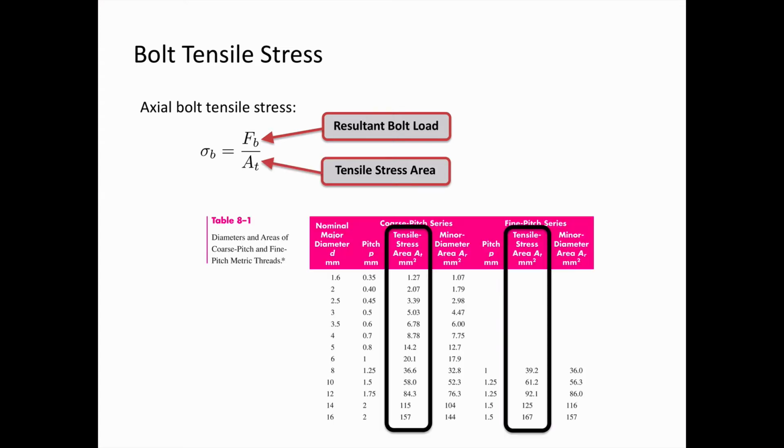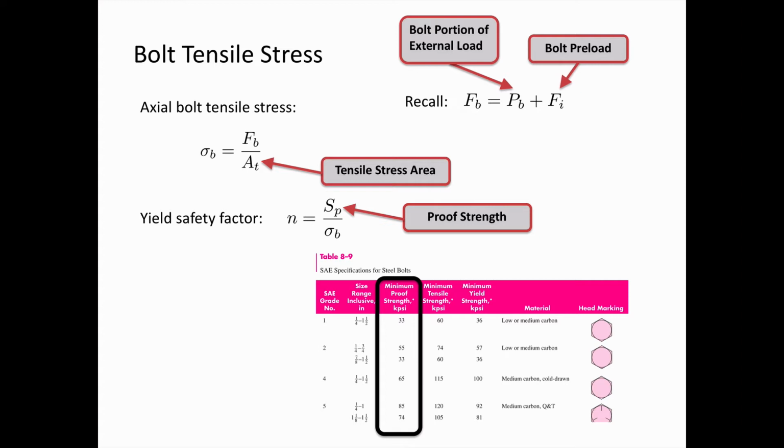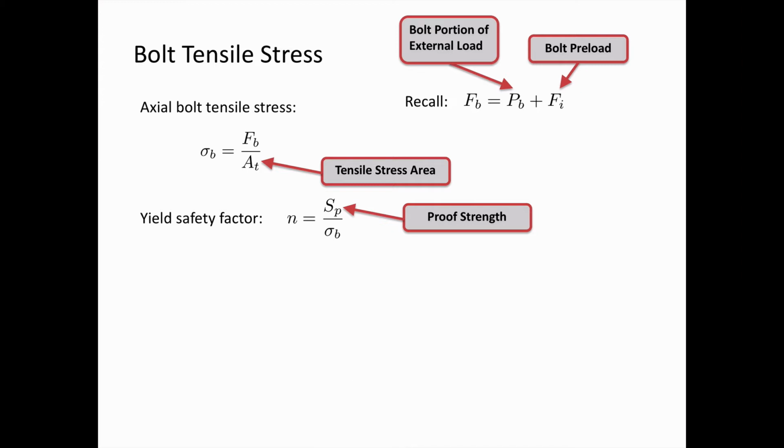Let's talk about bolt tensile stress. The axial bolt tensile stress is equal to the actual load in the bolt divided by the tensile stress area. We can get the tensile stress area from table 8.1. If we're focusing in on yield as the failure mode, the safety factor for bolt yield is equal to the proof strength divided by the axial bolt tensile stress. We can obtain the proof strength from table 8.9 or other appropriate tables. This depends on the grade of the bolt.